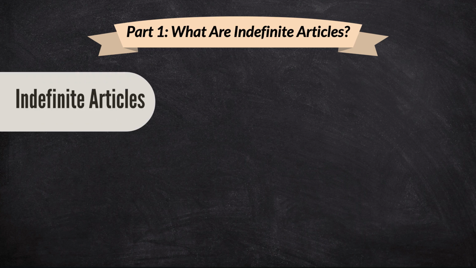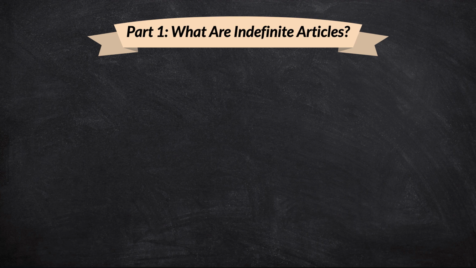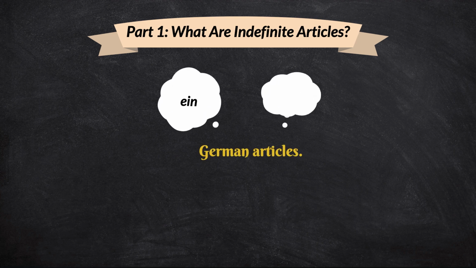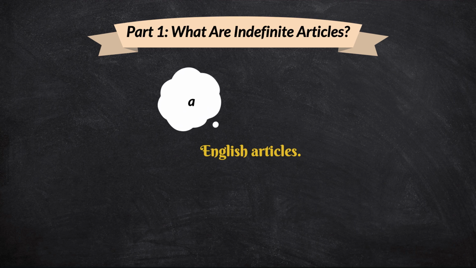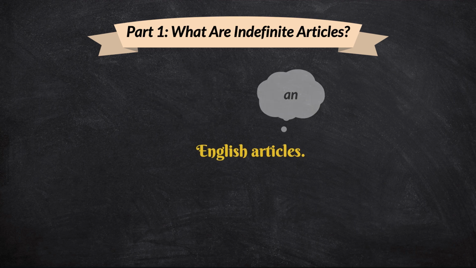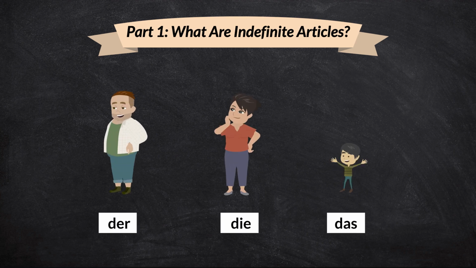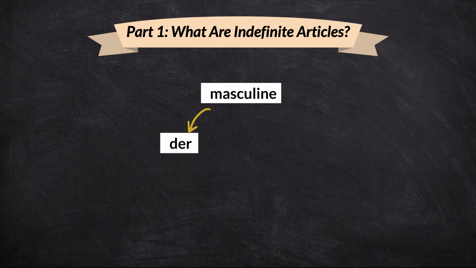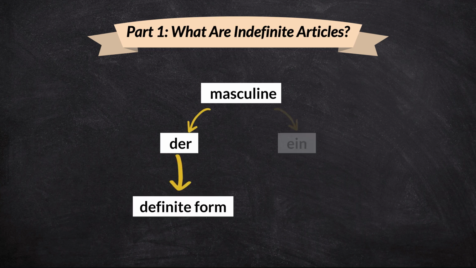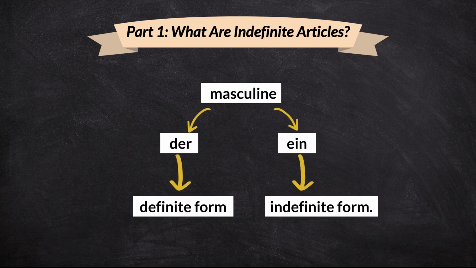Now let us connect what we learned in that video to what we are learning today. Today we are learning about ein and eine. These are called indefinite articles. They mean a or an in English. So how are they related? It depends on the gender of the noun. If the noun is masculine, it takes der in the definite form and ein in the indefinite form.